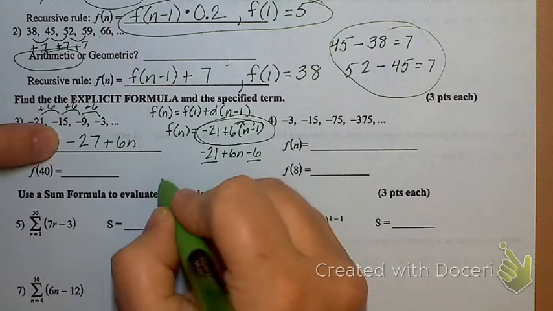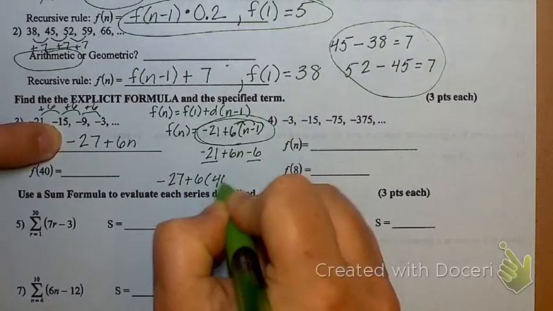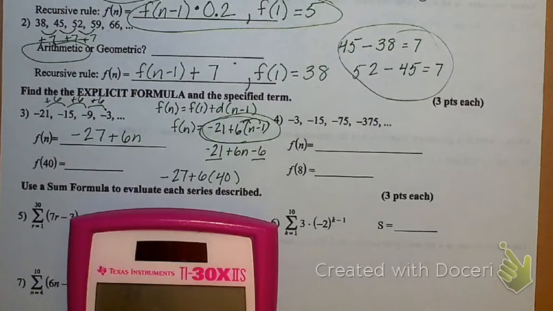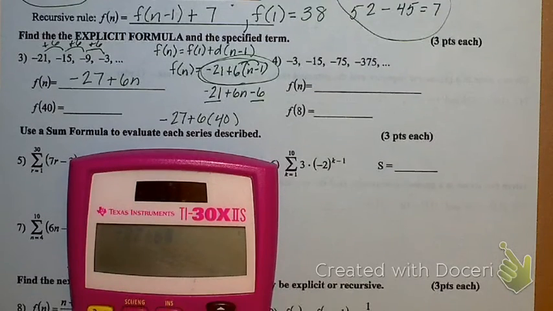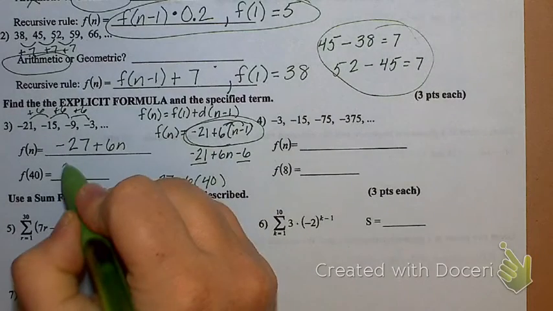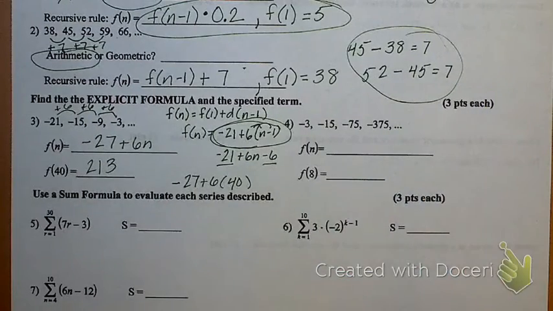You plug in 40 for n. I go here, negative 27 plus 6 times 40, and I go to my calculator. Negative 27 plus 6 times 40, and I get 213. What does that mean? The 40th number on that list is 213. Questions there? No. That one was what? Arithmetic. What's this next one?